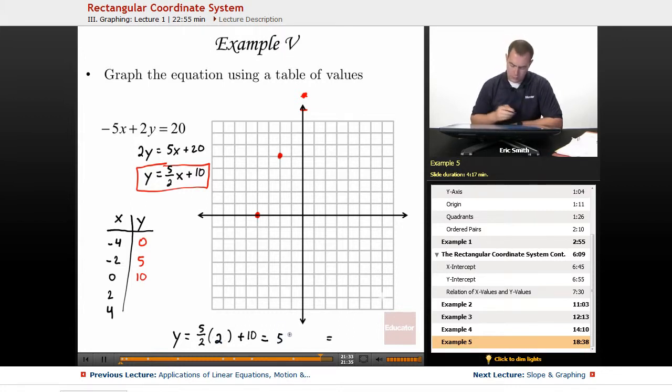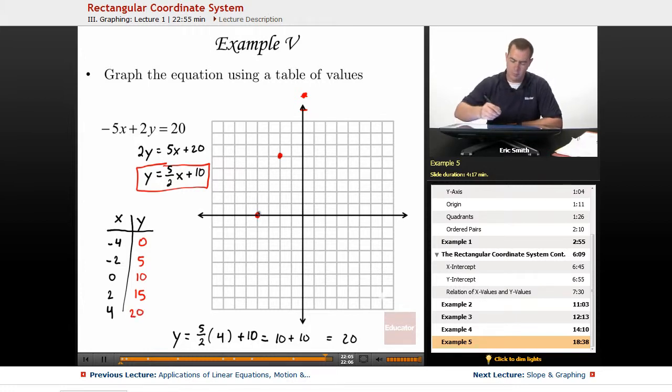So if I put in a 2, I'd have 5 plus 10, which would be 15. And let's see, one more. If we put in a 4, 4 times 5/2. Let's see, what would that give us? I think a 10 plus another 10, and we'd have 20.